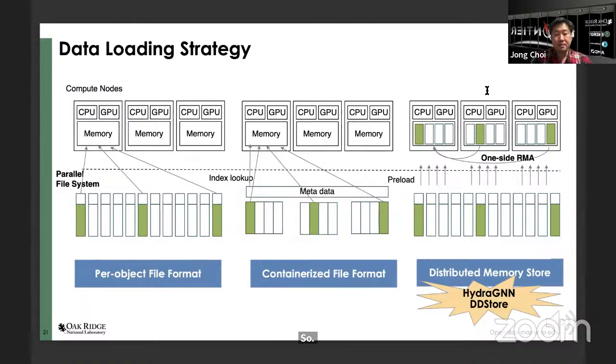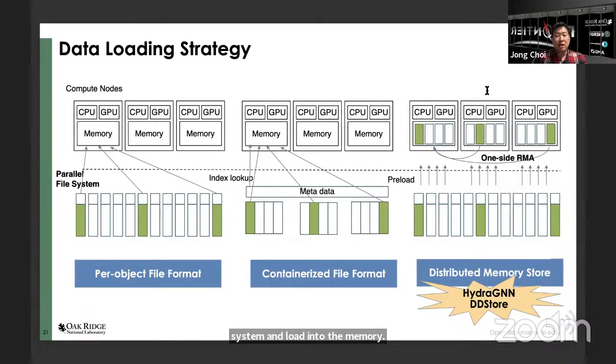For that reason, we are focusing on providing proper data loading tools for HydraGNN. We focus on GNN training with large-scale data, which cannot fit in a single machine. We need to utilize distributed data loaders. In that regard, we can think of three types of data loading strategy. The first strategy is the base case. We have files for each graph object stored in the parallel file system in HPC. And when we need it, we read that data object from the file system and load it into memory.